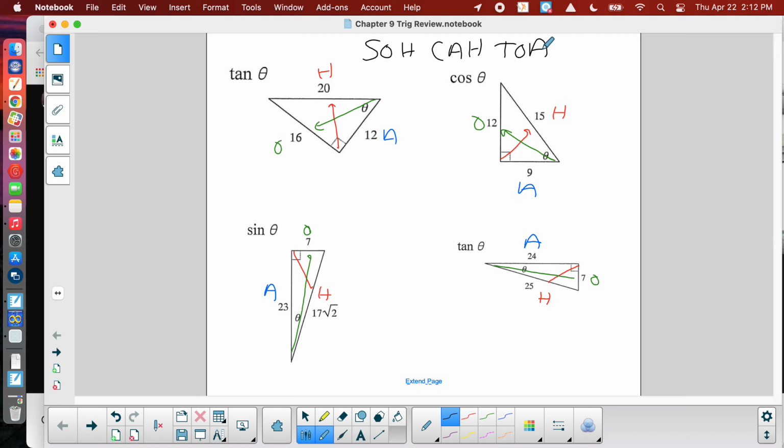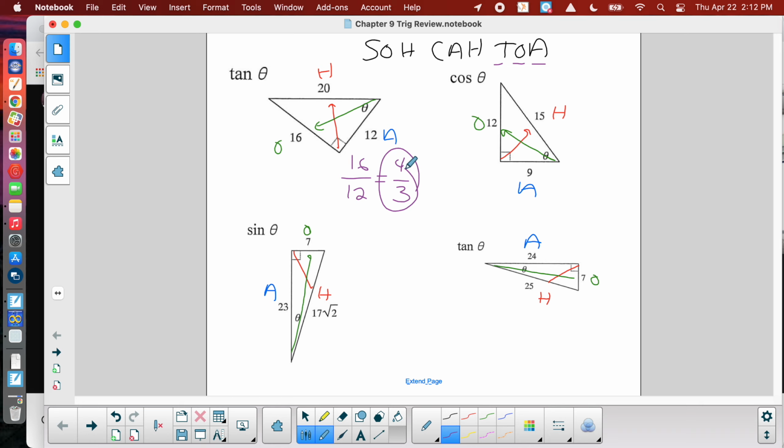So it wants a tangent of theta. Tangent is opposite over adjacent. My opposite here is 16, my adjacent is 12, and I reduce that fraction. That's my answer. I'm not solving for the unknown angle here. If I was, I'd have to use an inverse function to do that, but I'm not. I just want the ratio, reduced. That's my final answer.